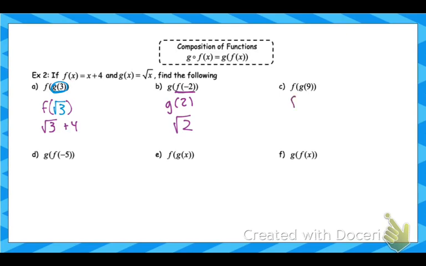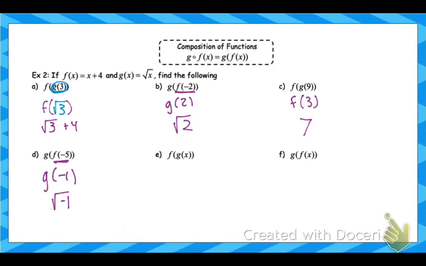All right, on C, this is going to be f of the square root of 9, which is 3. F of 3 would be 3 plus 4, which is 7. F of negative 5 is negative 1. G of negative 1 is the square root of negative 1. For now, we can just leave it there. We're going to get more into this specific part once we get into quadratics. But for now, you can just leave it, or you can just say that there's no real answer to this.